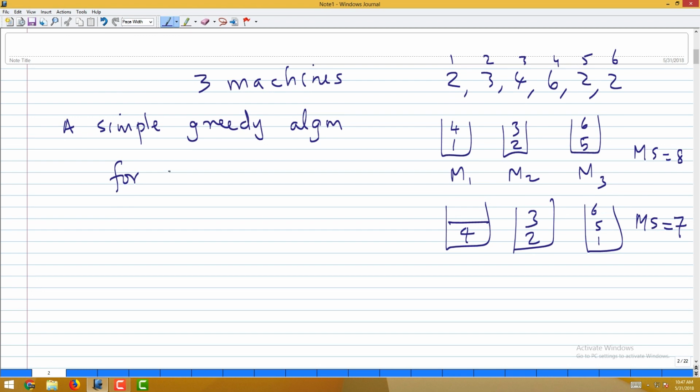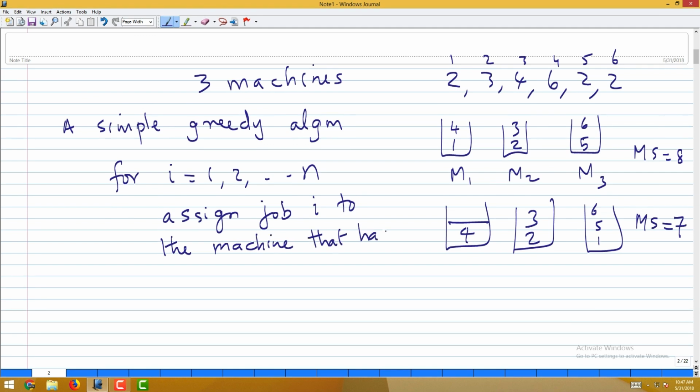So there are n jobs. I am going to look at these jobs in some arbitrary order, they are given in some arbitrary order, and what is my task? I have to assign job number I to one of the machines. What is the natural machine to assign? So far, whatever has taken less time totally, just assign it to that, whatever has the least load so far. So, assign job I to the machine that has the least load so far.